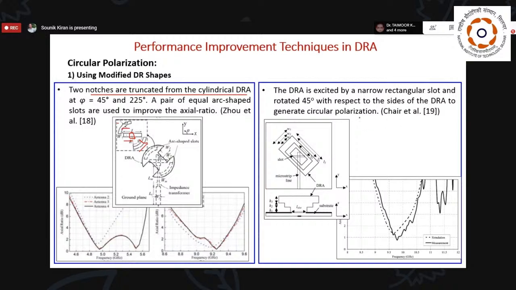In the right hand side figure, we can see circular polarization they have ensured, and they have rotated 45 degrees with respect to the side of the DRA. So if you just look here, this is nothing but a stacking technique with increasing length and width of the DRA. And the coupling technique is very simple, microstrip line slot coupling. But what they did here, they rotated the DR at an angle of 45 degrees. Once they rotate the angle at 45 degrees, that creates a 90-degree phase difference, and because of that, they are able to get axial ratio below 3 dB.